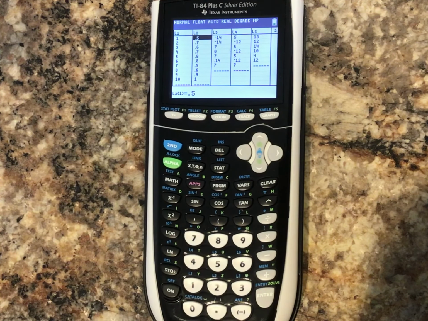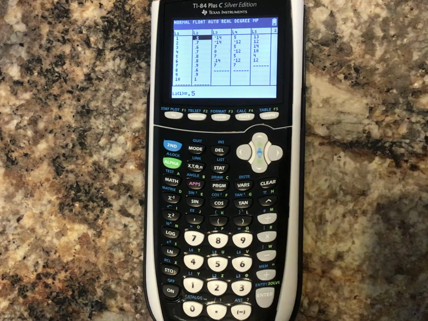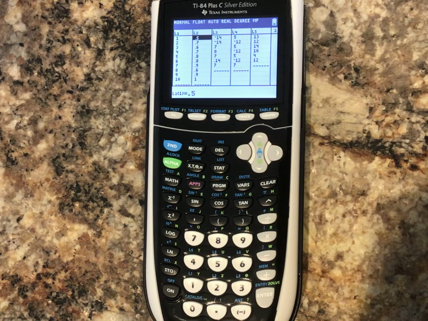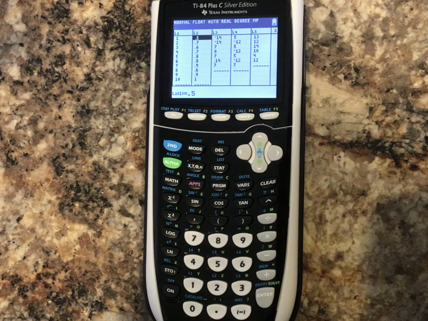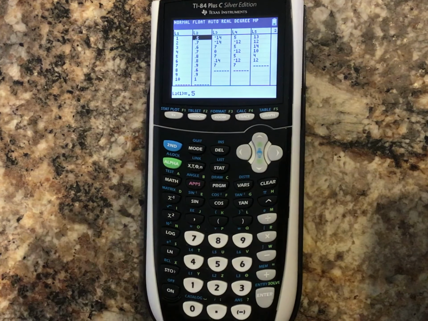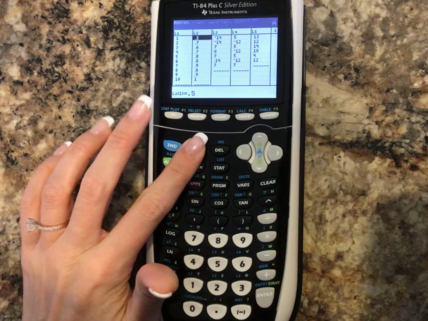Your X coordinates are in list 1, your Y coordinates are in list 2. What I want to do is to find both the scatter plot, and then I'm going to go ahead and find that correlation coefficient, and I'll actually find my line of best fit. Okay, to do this, I'm going to quit out of this for now.